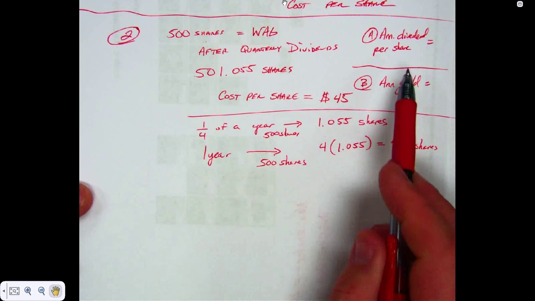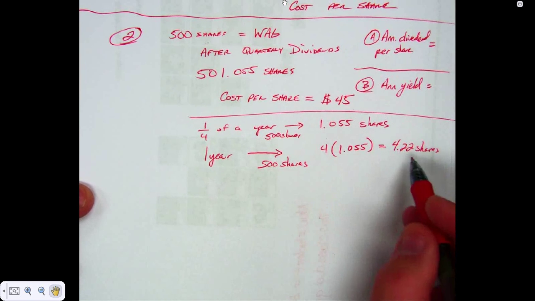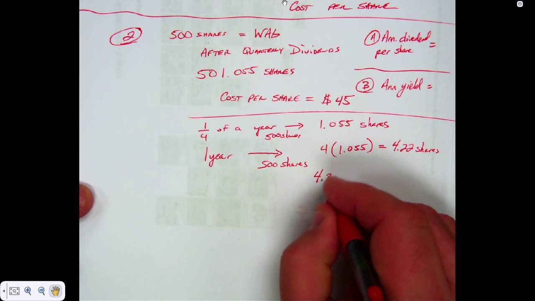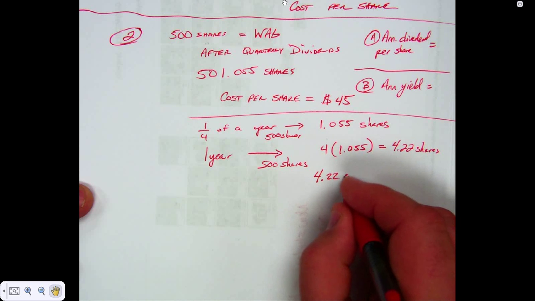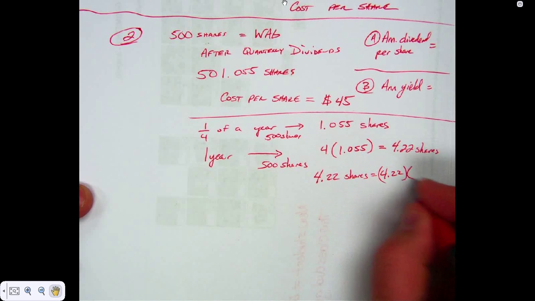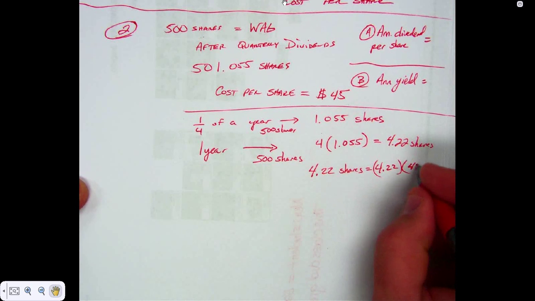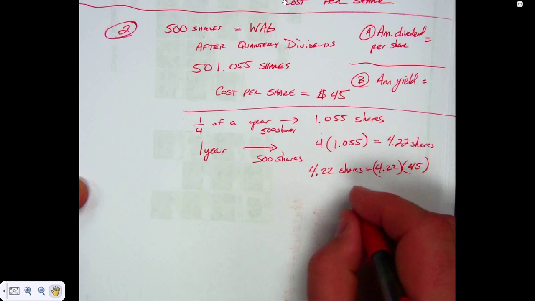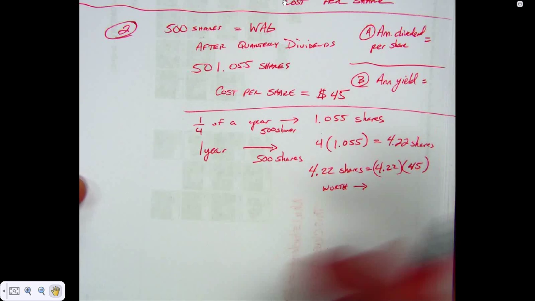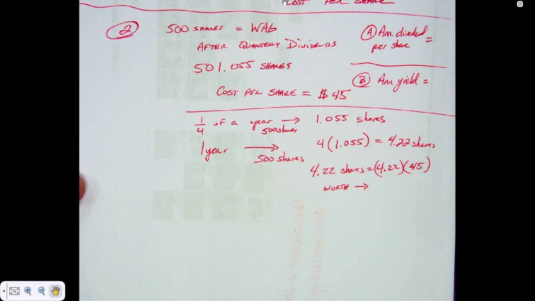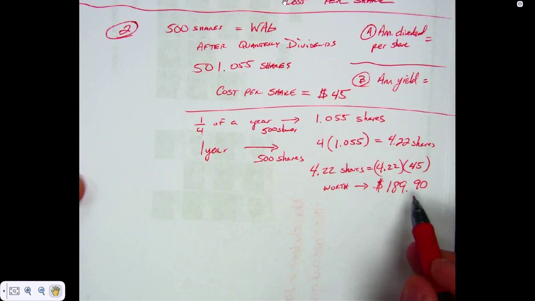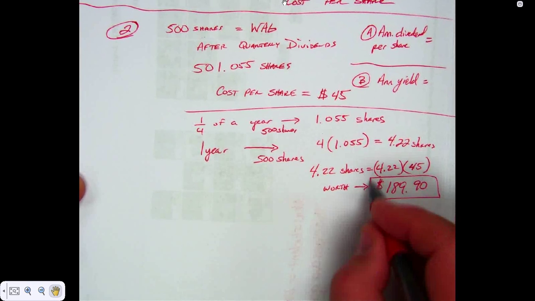Now, however, when figuring out an annual dividend per share, we need to get it in money. So 4.22 shares is equal to how much money? How much is each share worth? $45, right? So what's 4.22 times 45? $189.90.